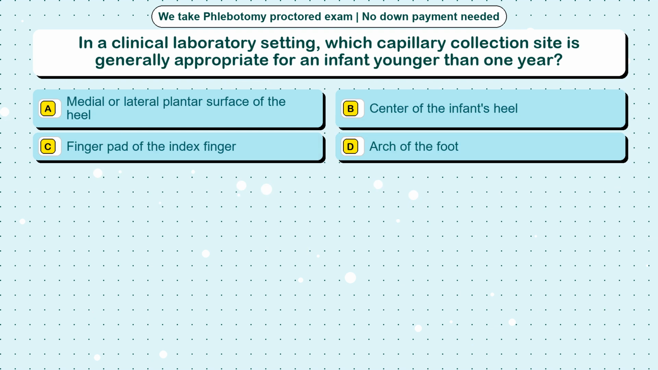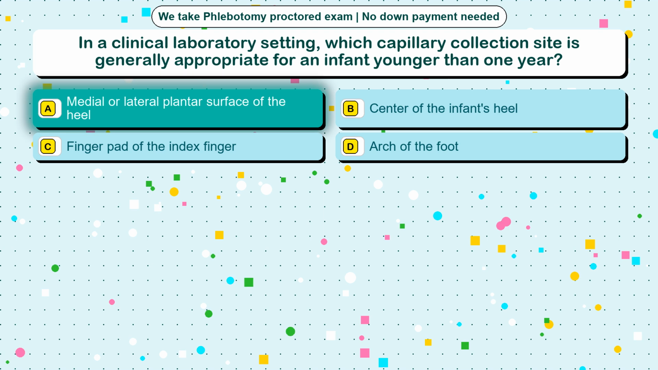Question 36. In a clinical laboratory setting, which capillary collection site is generally appropriate for an infant younger than 1 year? Option A. Medial or lateral plantar surface of the heel. Option B. Center of the infant's heel. Option C. Finger pad of the index finger. Option D. Arch of the foot.